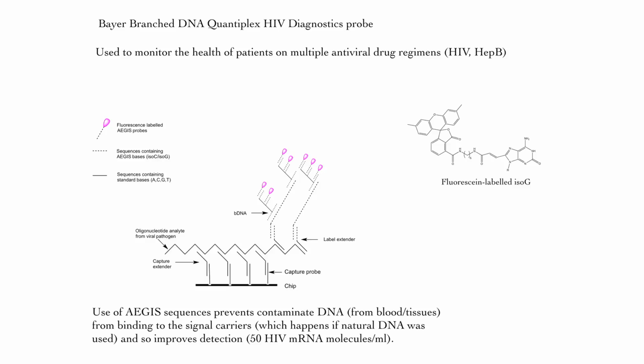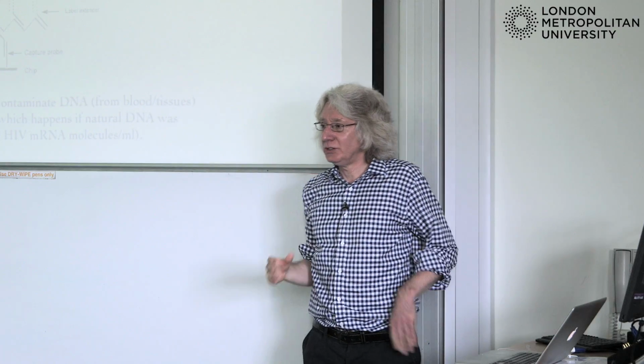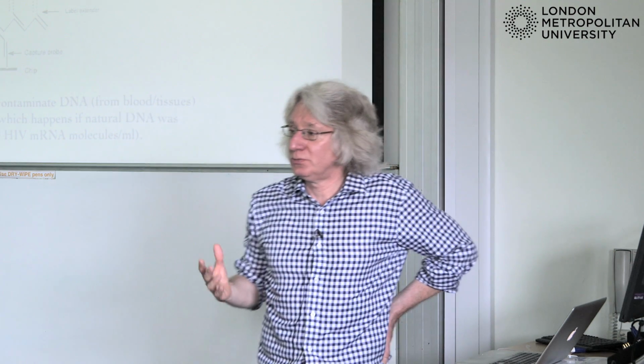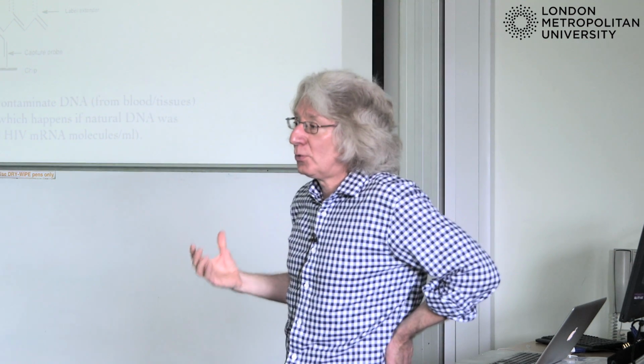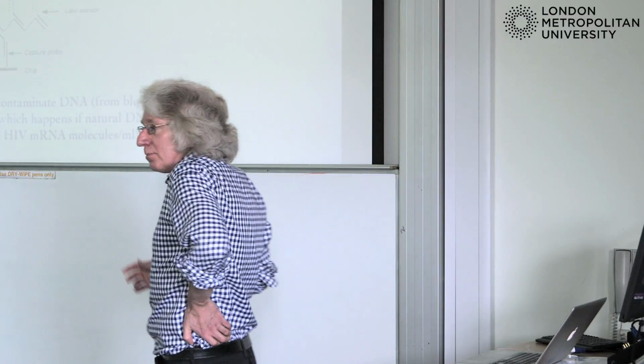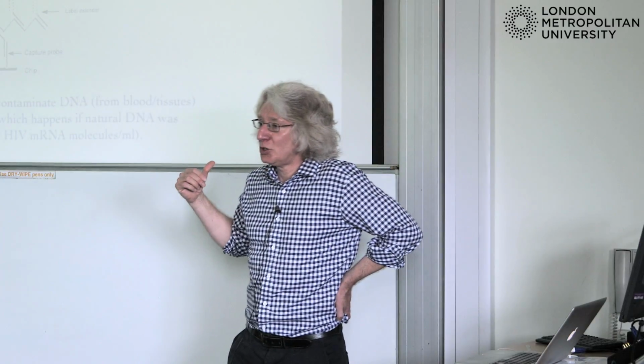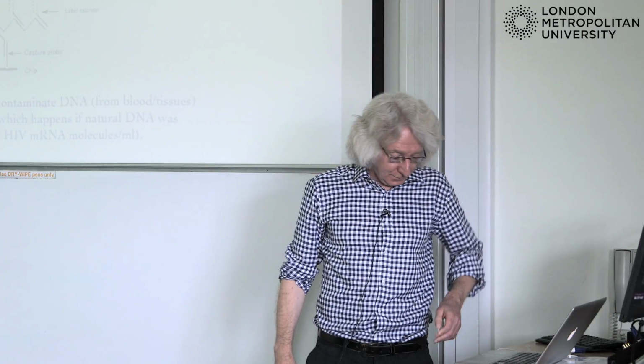And this can actually detect as few as 50 molecules of HIV or Hep B messenger RNA per mil. As I said, this diagnostics probe is still used to monitor the progress of patients on multiple drug regimens aimed at both HIV and Hep B.